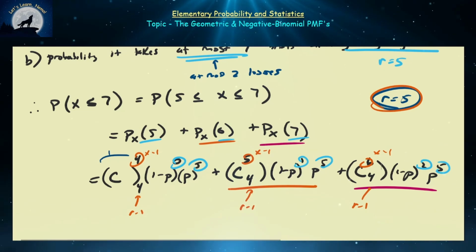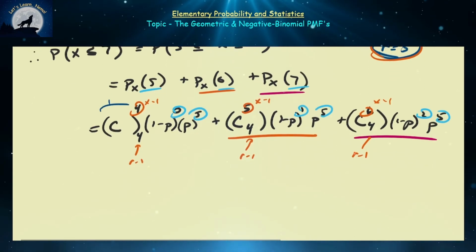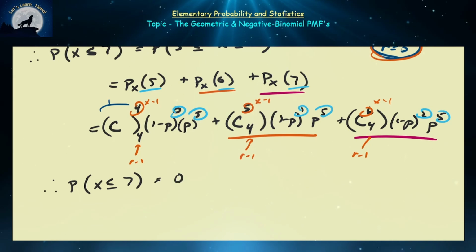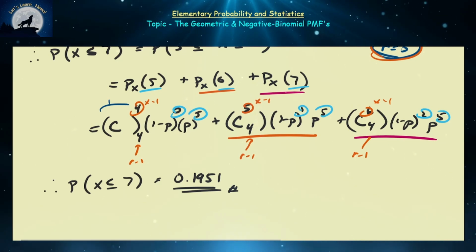So once you actually do all of that math out and you do not make any simple mistakes, the probability that it takes you at most 7 trials to get 5 successes, so the probability that x is less than or equal to 7, will be approximately 0.1951 as a decimal, or about 20%. So those are 2 special probability mass functions, geometric and negative binomial, that are used to model the probabilities and distributions of the number of trials until you get your first, second, third, fourth, or rth success in a sequence.